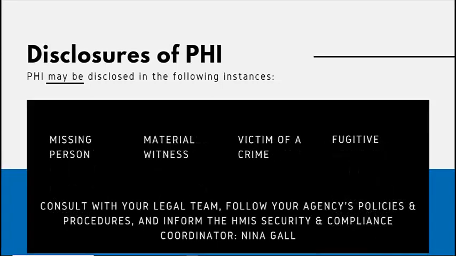PHI may also be disclosed in the following instances: for a missing person, material witness, victim of a crime, or fugitive. In these cases, before disclosing any information, you must consult with your legal team, follow your agency's policies and procedures, and inform the HMIS Security and Compliance Coordinator, Nina Gall.